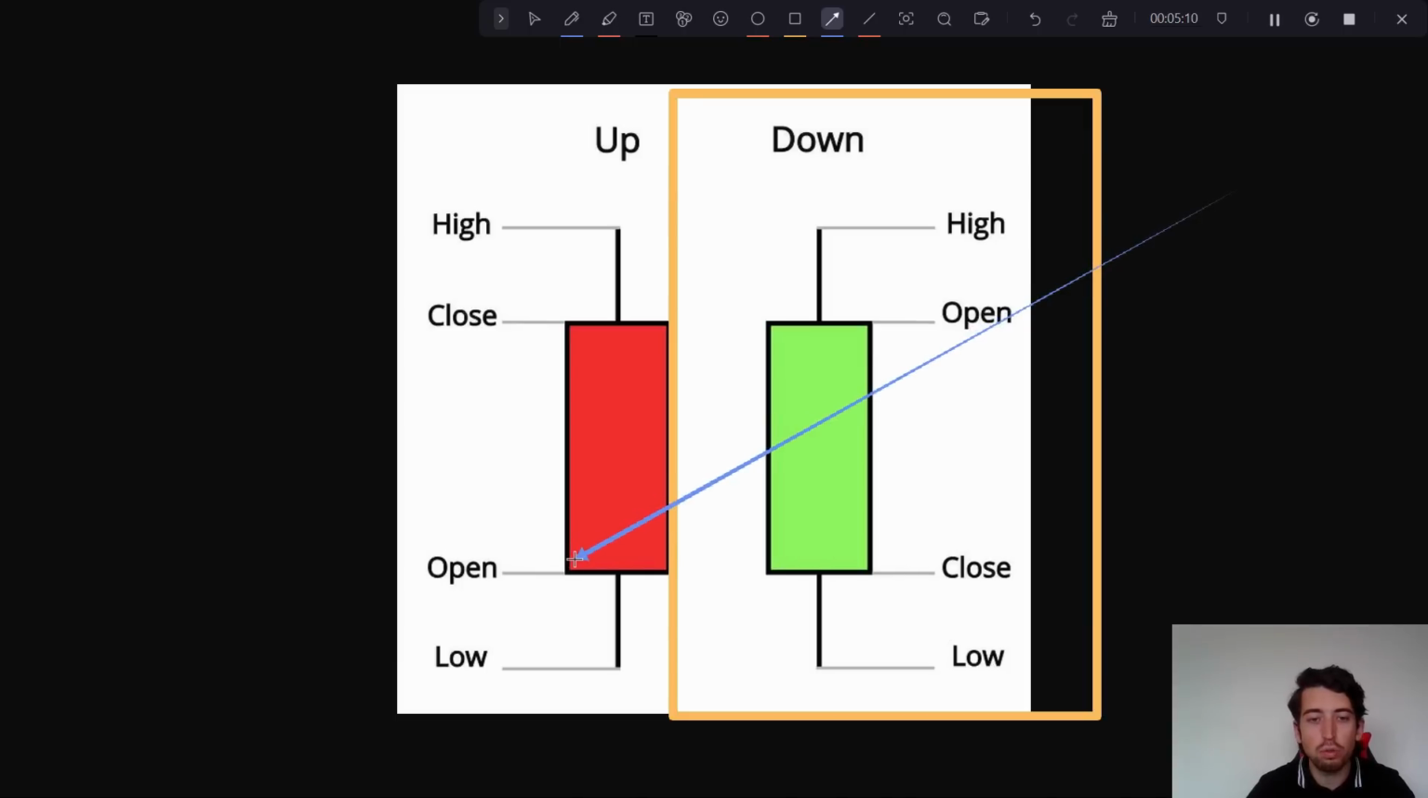Even if it closed a tiny millimeter above, the close is always going to be above the open for an up, and on the down, the close is always going to be below the open because we are moving down. So pretty self-explanatory, guys. They both have highs, they both have lows in the exact same spot. It's just that the closes and the opens are switched around.